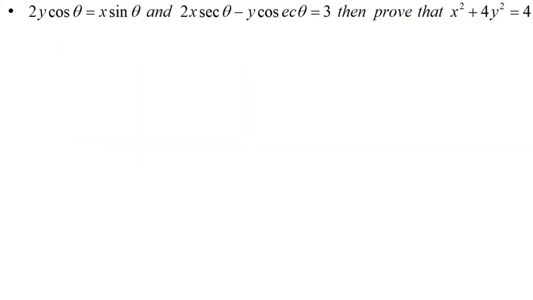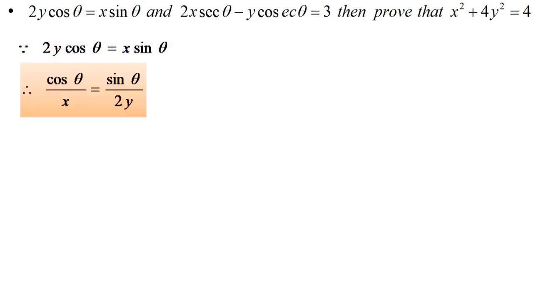The next problem: if 2y cos theta equals x sin theta and 2x sec theta minus y cosec theta equals 3, then prove that x square plus 4y square equals 4. Now this is given: 2y cos theta equals x sin theta. Then cos theta by x equals sin theta by 2y. Then we know if a by b equals c by d, then a by b equals c by d is equal to plus minus root over a square plus c square by root over b square plus d square.